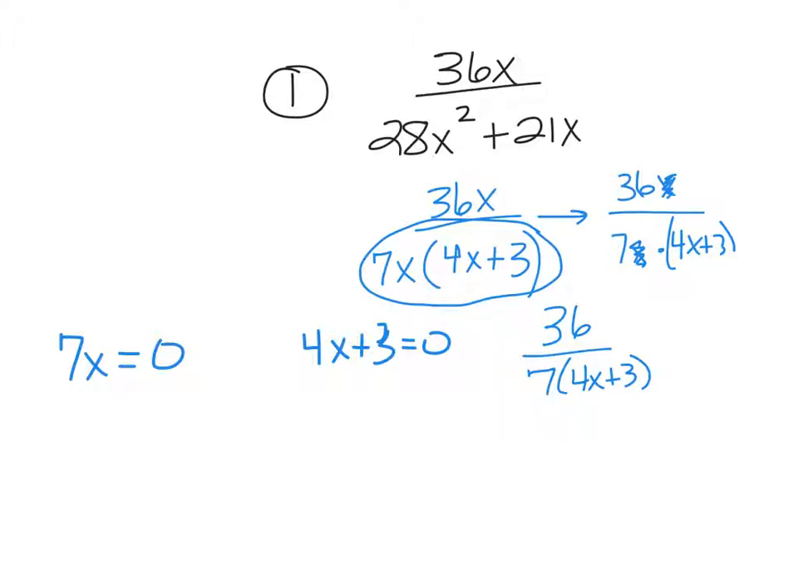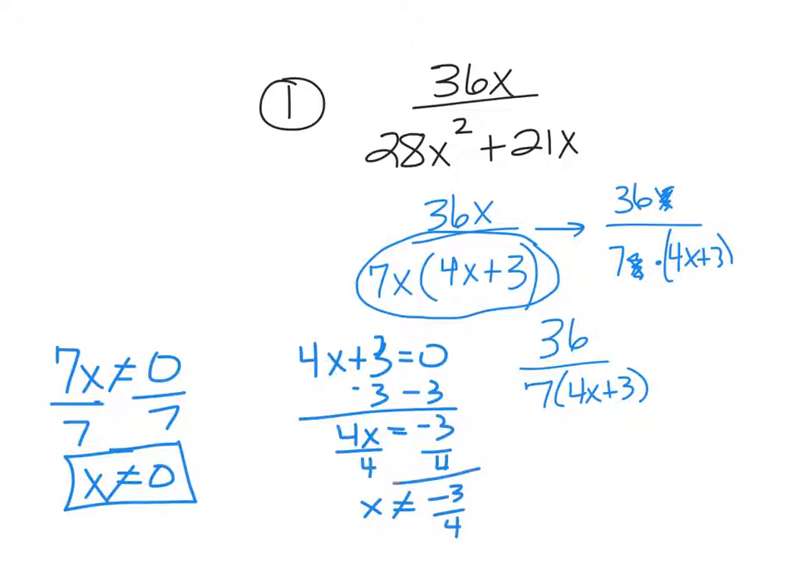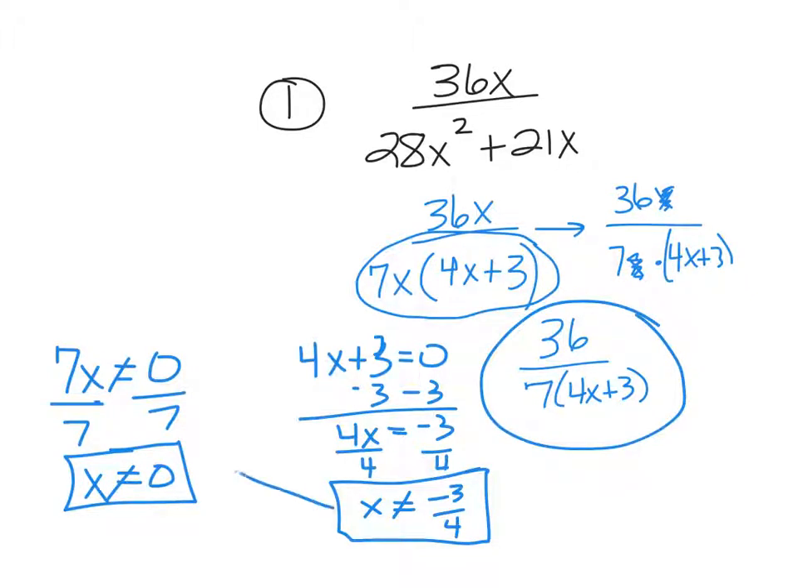So, first thing I do here, I'm going to divide by 7. x cannot be 0. If x is 0, 0 happens on the bottom. Then I'm going to subtract 3 from each side here. 4x equals negative 3. Divide by 4. And x cannot be negative 3/4. So I have an answer right here, and then I have a domain. These are the two things that x cannot be. You'll have to do a domain for every single problem.